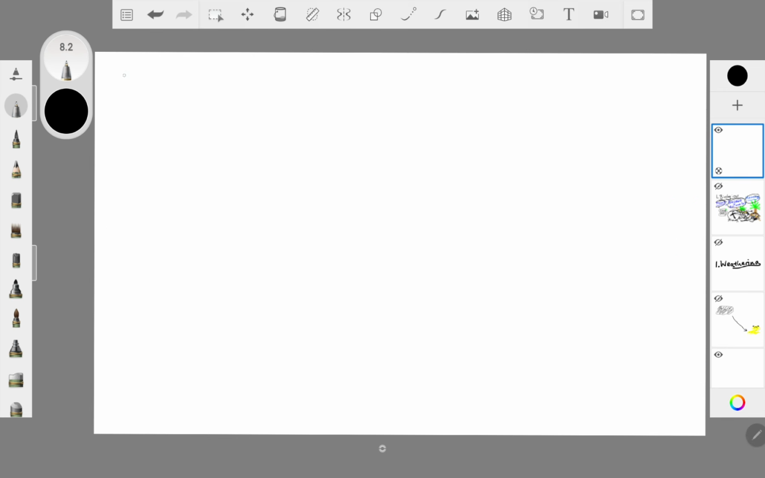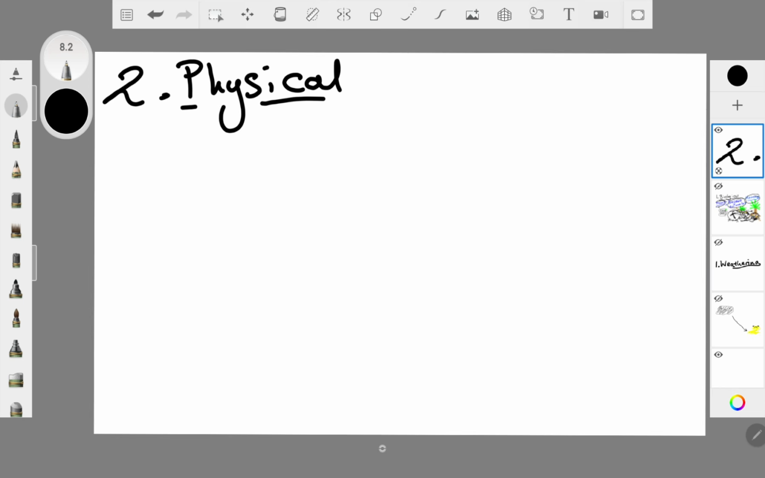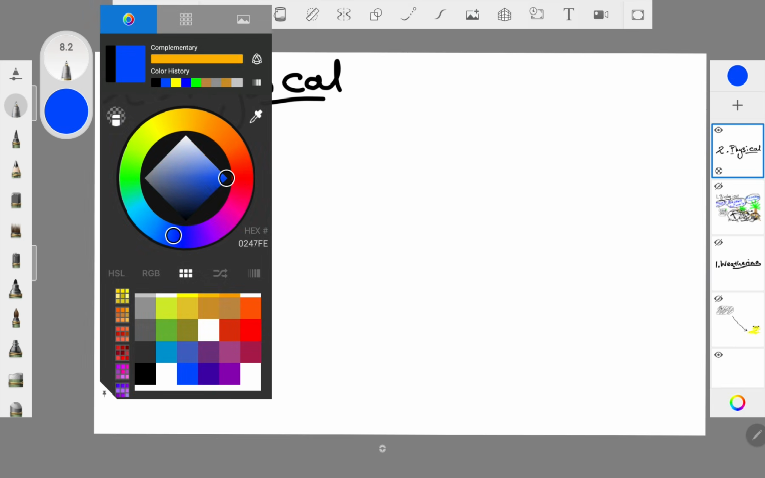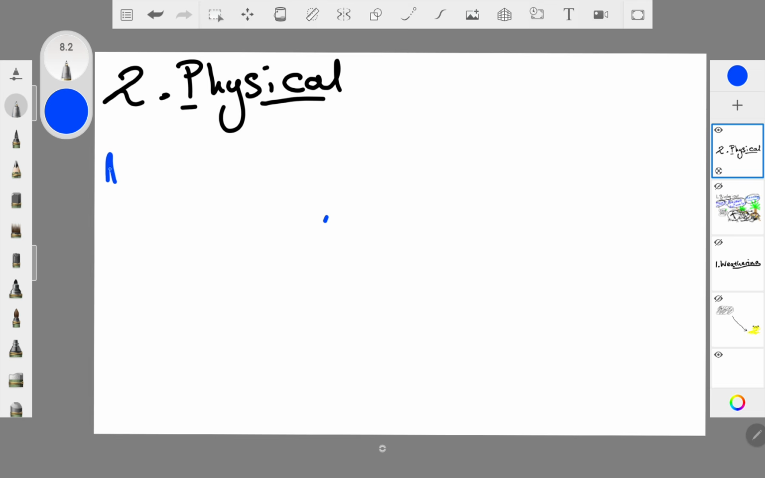Number 2, the second type of weathering. We have physical weathering, or mechanical weathering. There are 2 main ones we're going to look at here. A, when it's really cold, do you remember which weathering type we get? Good. It is freeze-thaw. Thaw means to melt.